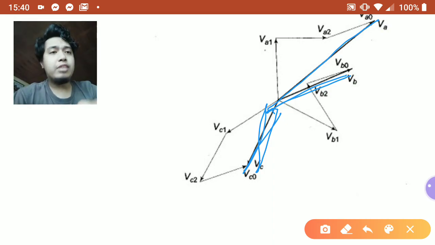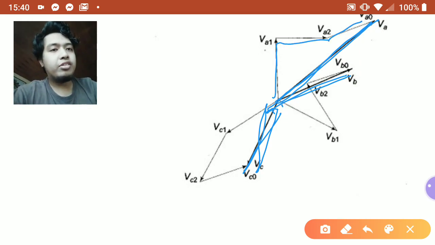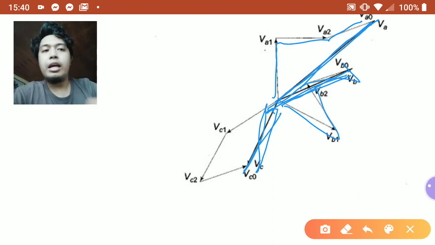So the idea is that if I have this vector A, this is the sum of three vectors, A1, A2, and A0. I have this B, B is the sum of three vectors, B1, B2, and B0. I have this vector C, which is a sum of three vectors, C1, C2, and C0. So that's basically Fortescue's theorem.